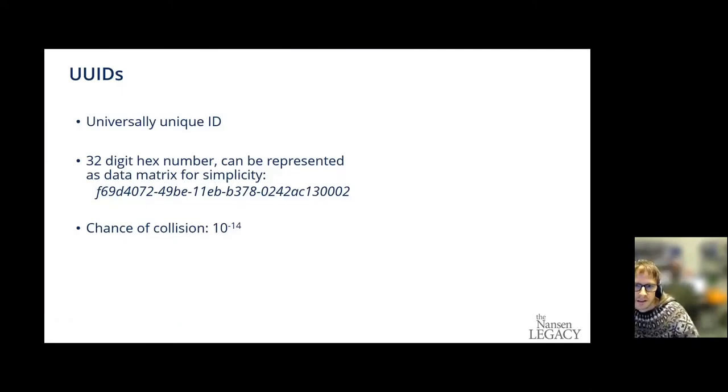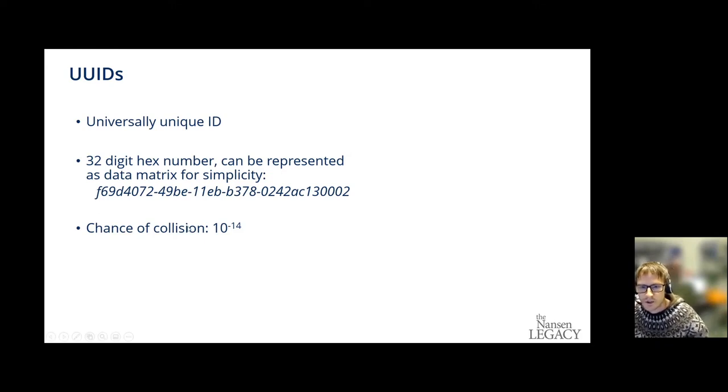So we use universally unique IDs, or UUIDs. These are 32-digit hex numbers, so that means they're 32 digits long, and a hex number is the digits 0 to 9 and also the first 6 letters of the alphabet, A to F, so 16 characters to choose from.